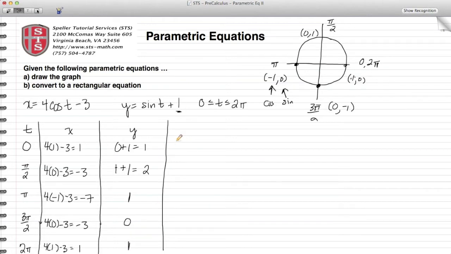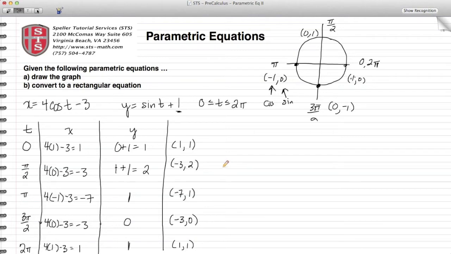So my coordinates are going to be 1, 1, negative 3, 2, negative 7, 1, negative 3, 0, and 1, 1.